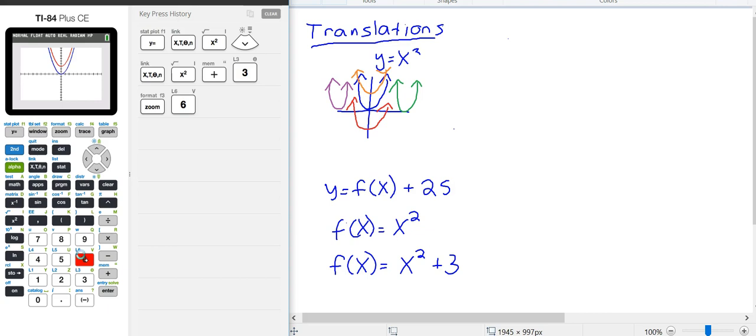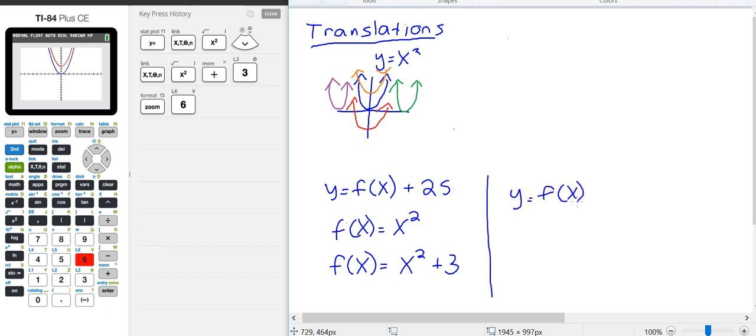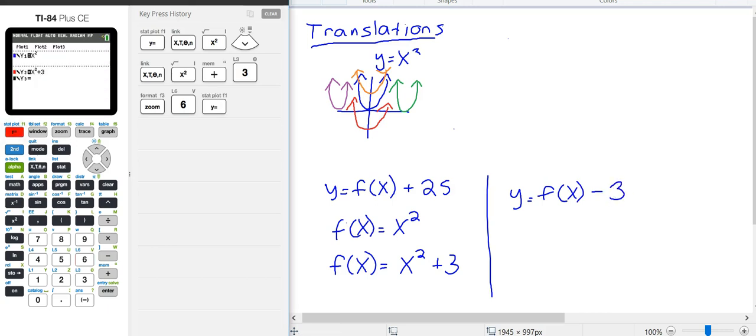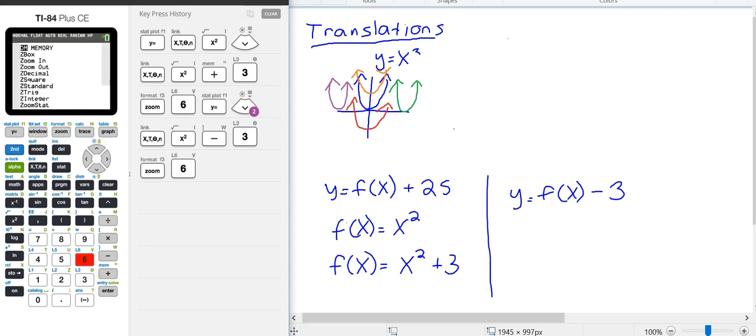Now let's look at if we want to move our graph down. Let's say we have y is equal to f of x. To move it down, we have to subtract something. If we want to move it 3 units down, we subtract 3. Let's use the same function. We'll graph this one in black. So y is equal to x squared minus 3, zoom 6 to graph it.